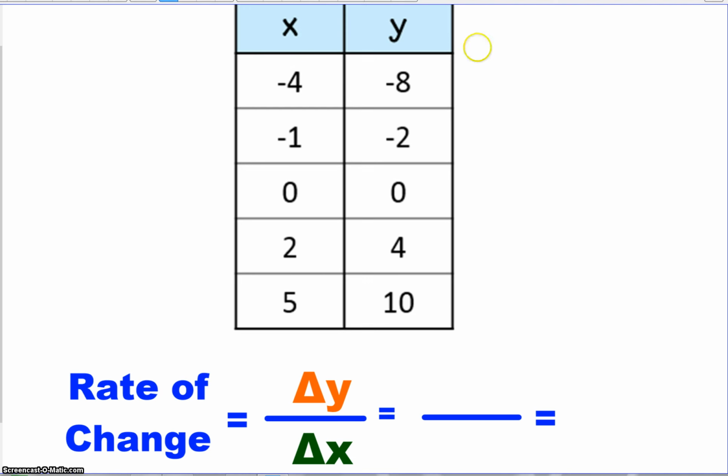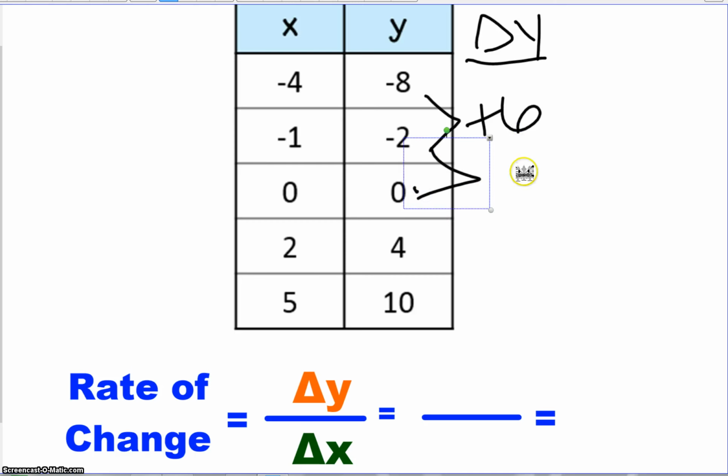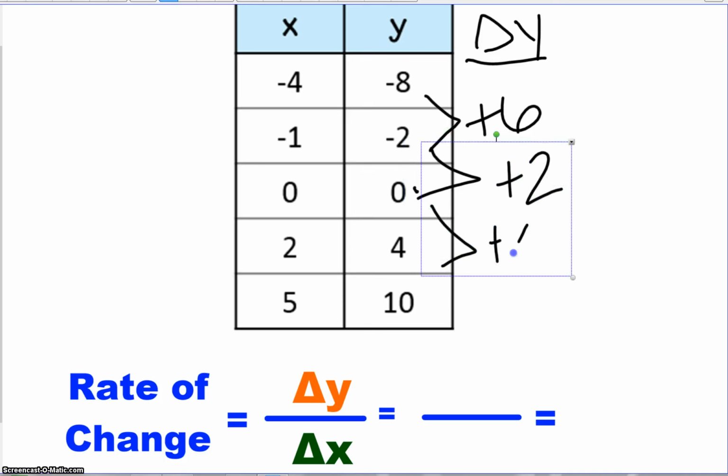How do you find the rate of change? You take your changes in y's. So how do you get from -8 to -2? The answer is +6. How do you get from 2 to 0? The answer is +2. How do you get from 0 to 4? The answer is +4. And how do you get from 4 to 10? The answer is +6.